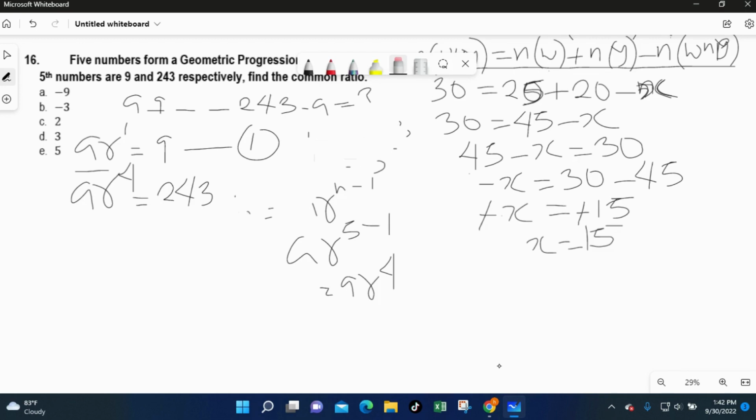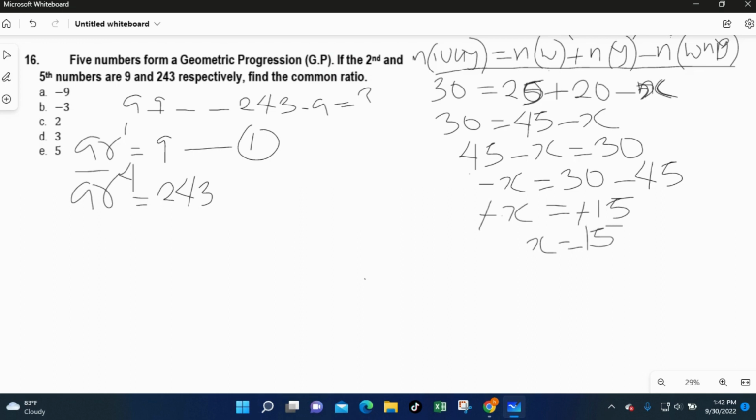Now, let's face the question properly and solve it the way we should. Having gotten those two equations, those are the two equations we can use to solve our question. So this is going to be equation 1, this is going to be equation 2. To simplify these two simultaneous equations, we are going to divide equation 2 by equation 1.